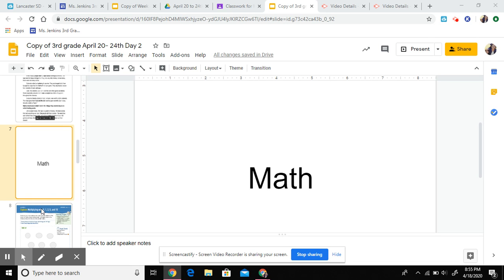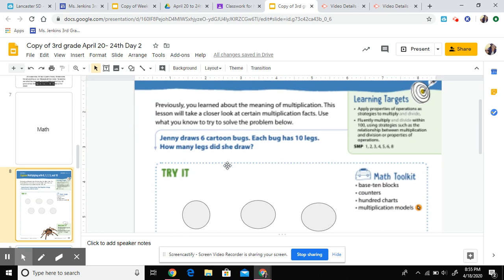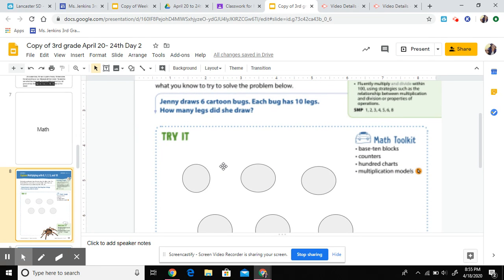So now we're going to do math. We're multiplying with 0, 1, 2, 5, and 10. So for here, we're just doing equal groups. So I'll do this part with you and then you can do the rest.